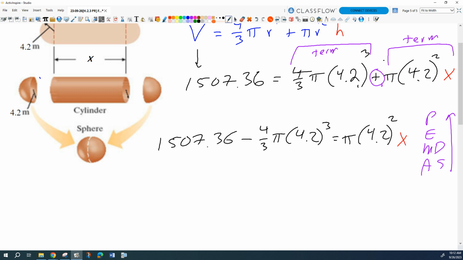Okay, so step 1 was subtracting some stuff. What's step 2 going to be? Divide, because now look, we've got x being multiplied by all that stuff, right? I undo multiplication by dividing. So I'll just divide each side through by pi times the quantity 4.2 squared. Well, look what happens. That cancels everything on that side except my x, so I've got it isolated, right? What's it equal to? All that junk. But those are just numbers.